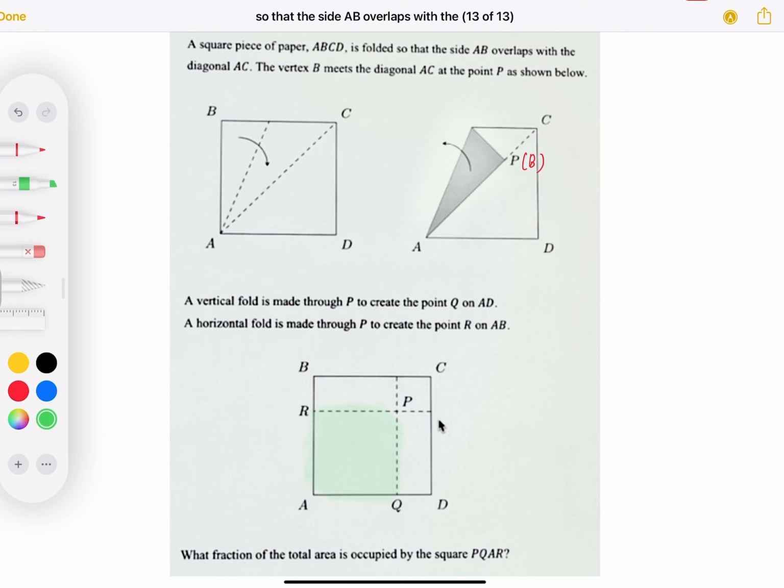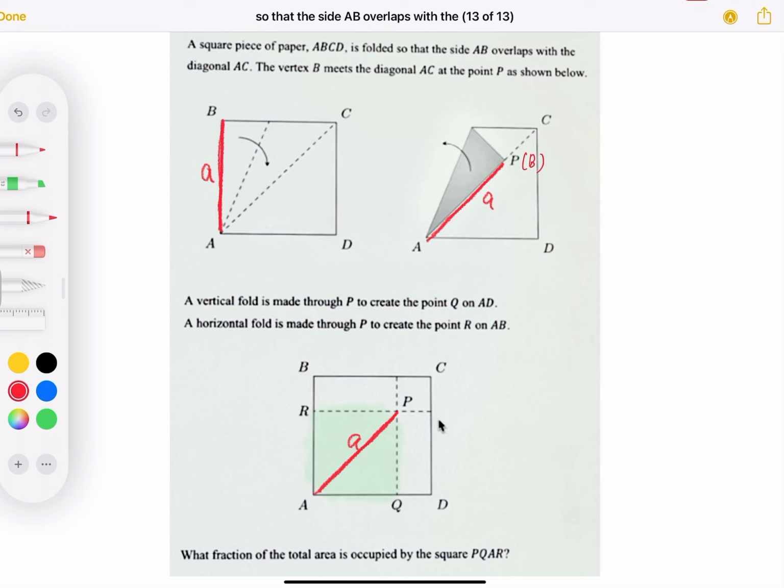If you want to find the area of RPQA, we need to find the length of PQ, right? So how do we find the length of PQ? What do we have here? We actually have this length of AP here, which is the same as this length AP. So what is the length AP? Because the length AP is folded from the length of AB, right? So if we make the length of AB equal to A, then AP is also equal to A.